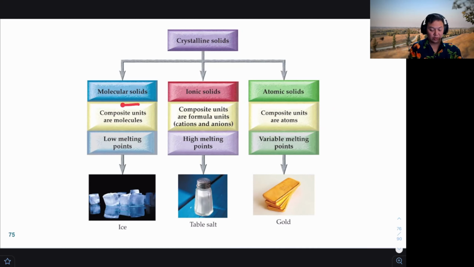So molecular solids have composite units that are molecules. So they're sort of independent entities of atoms bound together. So something like ice, right? That's made up of individual units of H2O. We have ionic solids, where the component units are formula units of cations and anions. There's not a lot of room here, but that's like sodium chloride.